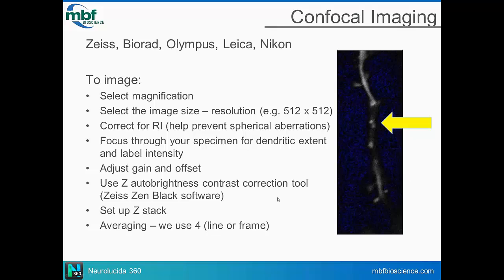There are some instances, especially in the Zeiss Zen Black software, where there's an auto brightness contrast correction tool, which I'll talk about a little later on, and it really helps with optimizing the gain and offset. And then once you have everything set up, you want to set up your Z stack. What's really important here is that you don't just see the start of your dendrite or your neuron, focus through, see where it just ends, and stop there.